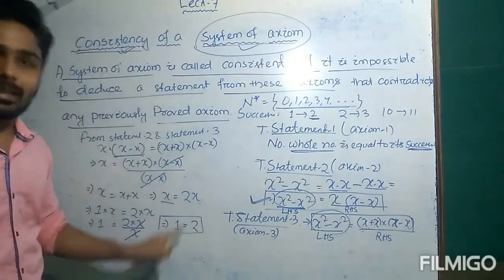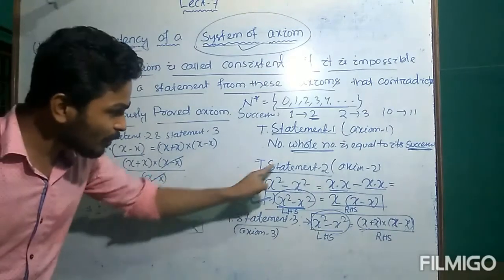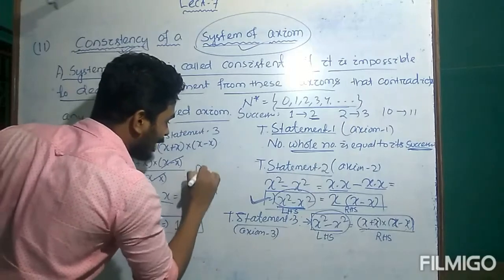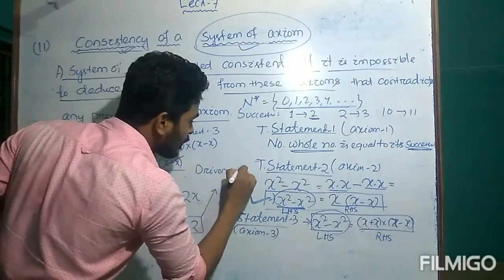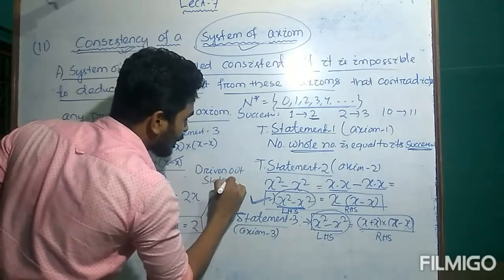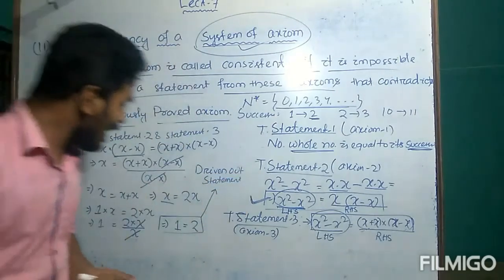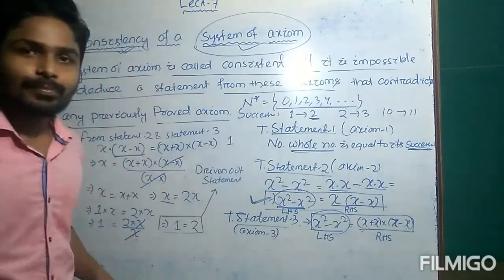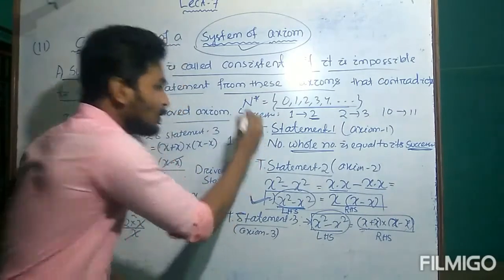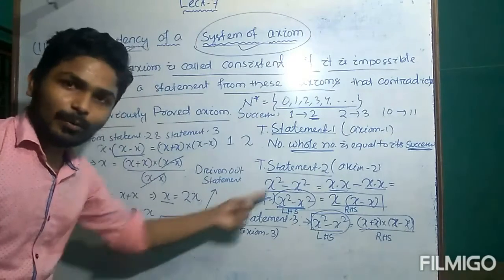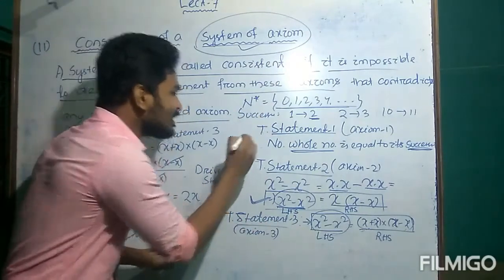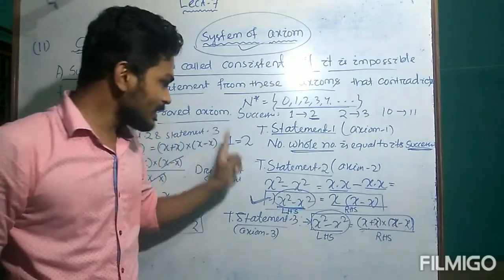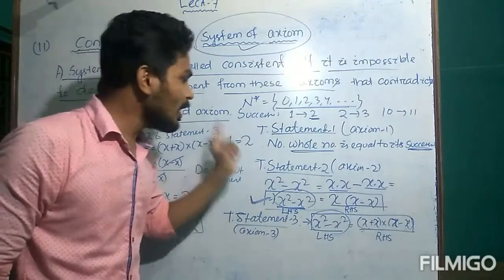This is the conclusion, the statement that you have drawn out from statement 2 and statement 3. Okay, this is the concluded or derived statement. So what you get from this statement? You get that 1 is equal to 2. See, 1 is a number, its successor is 2, and according to the statement derived from statements 2 and 3, we get that 1 is equal to 2. It means a number is equal to its successor. This is the conclusion that we have drawn out.